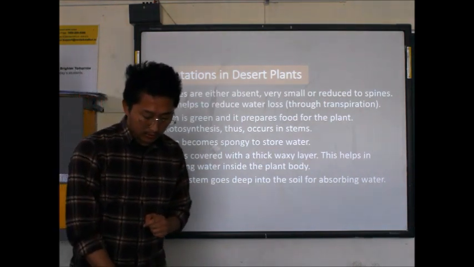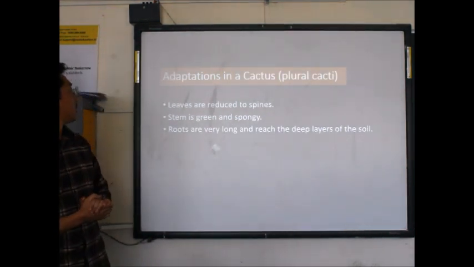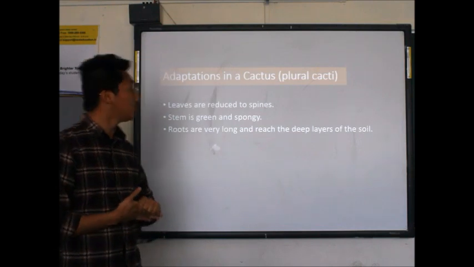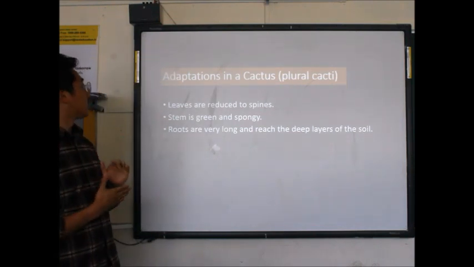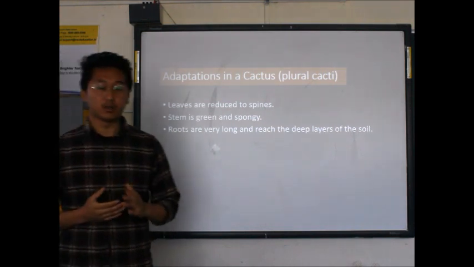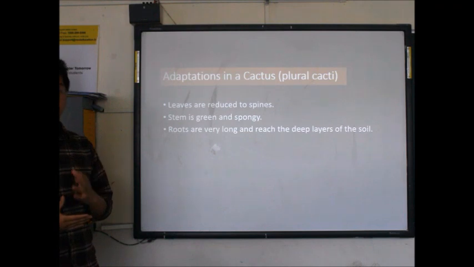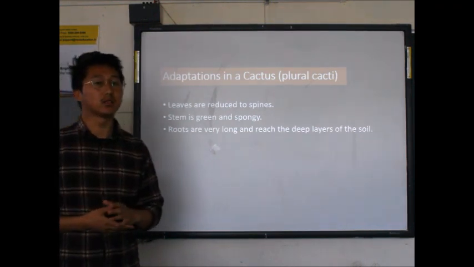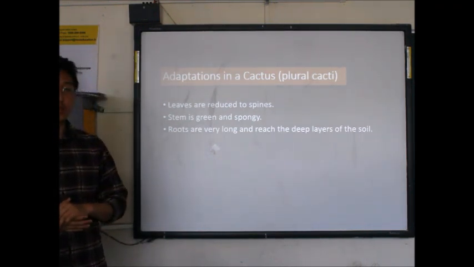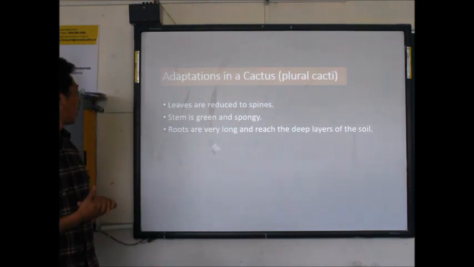Okay, we'll study the example of adaptation in cactus. In plural we call it cacti. Leaves are reduced to spines. Everyone has seen the cactus. Their leaves are reduced to spines. They have thorns. So instead of leaves, these cactus have spines or thorns.